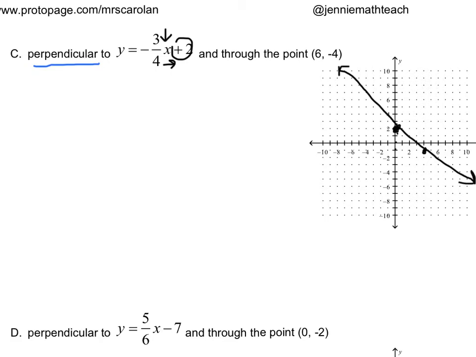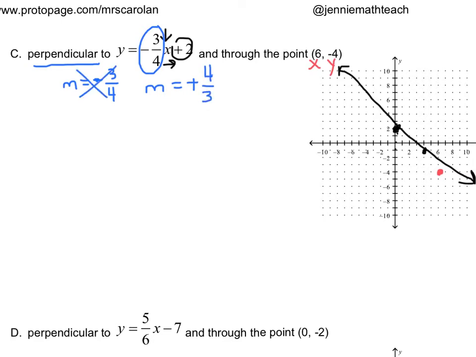We want our line to be perpendicular through it, so we want it to cross at a 90-degree angle, and we want it to go through (6, -4). So we want it to go through that red dot right there. So what are we going to use for the slope? The slope currently is -3/4. We don't want to use -3/4 for our slope though. We want to flip the sign, so instead of negative, we'll use positive, and instead of 3/4, we'll use 4/3.